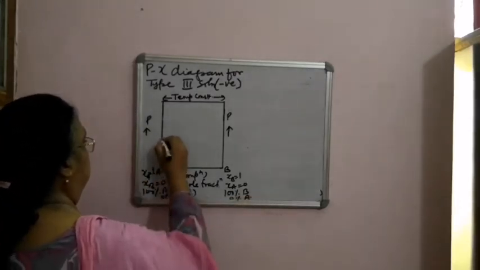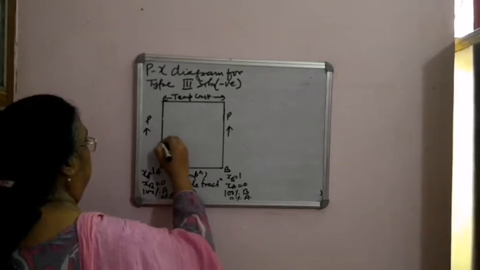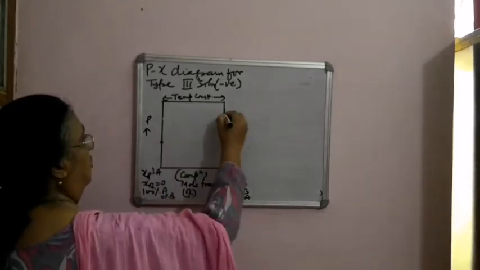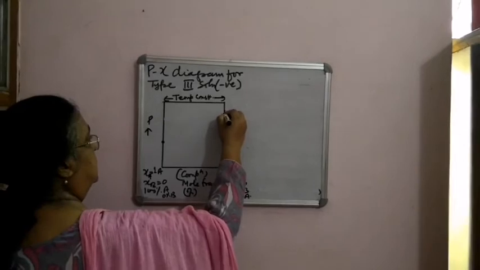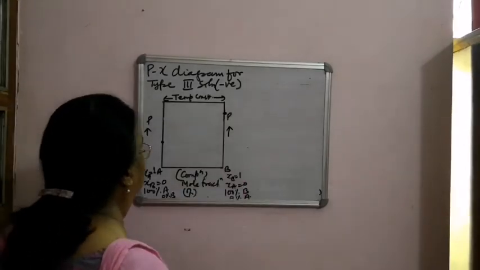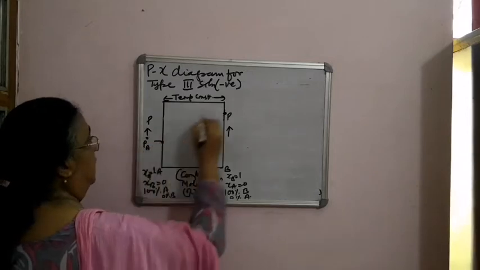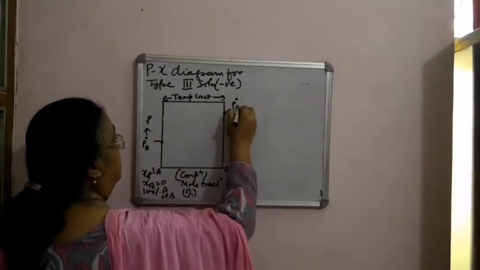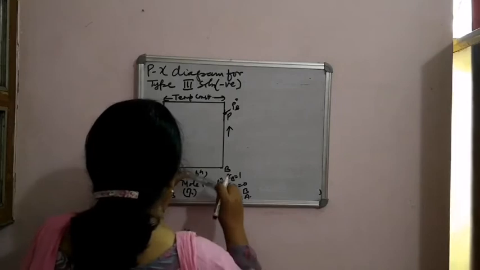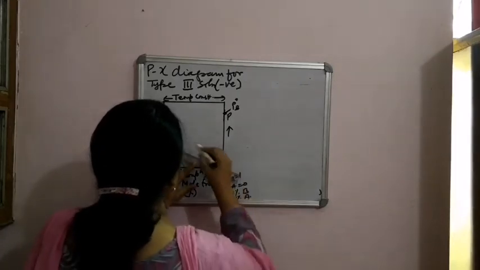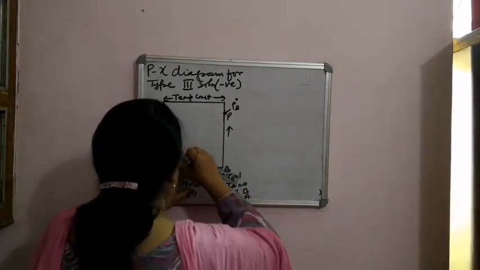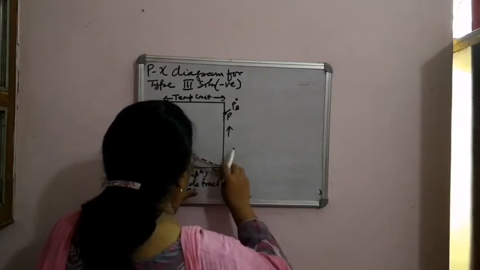We have taken this one as less volatile, and this is more volatile. So this was P naught A, this is P naught B. So we will draw first the ideal condition to compare the deviated condition.